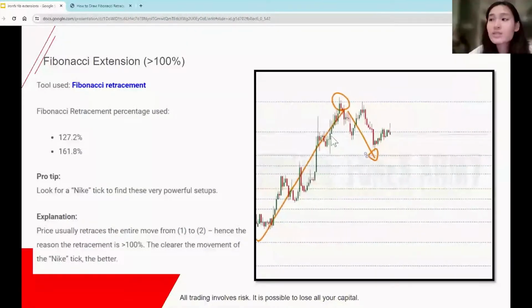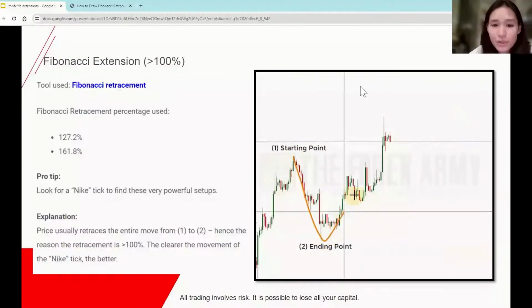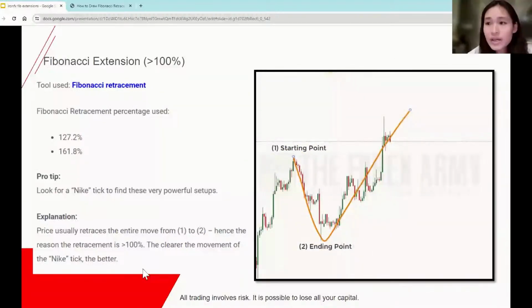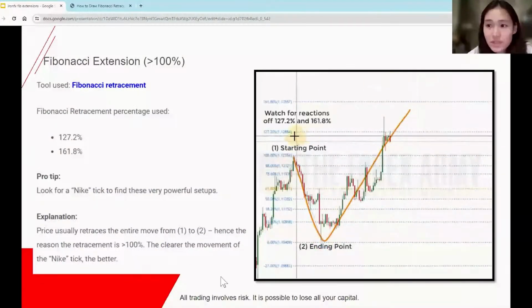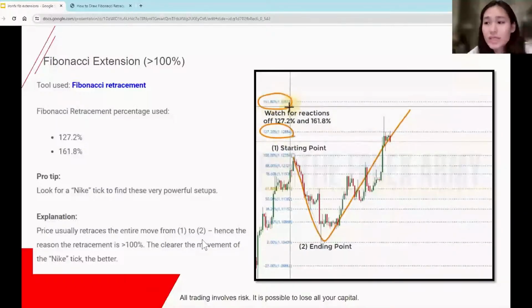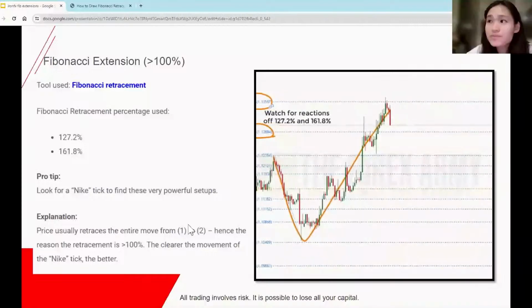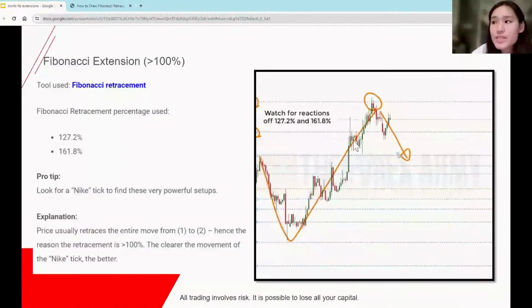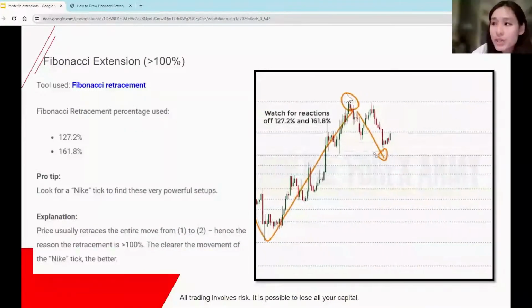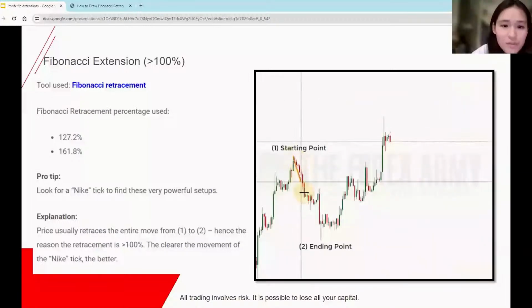If they don't react off of the 127.2, then we're likely expecting it to react off of the 161.8. Okay, and these usually retrace the entire move from point 1 to 2, hence the retracement tends to be more than 100%. So the clearer the movement of the Nike tick, the better. So you can take a look at this GIF over here. You can see it did test the 127.2 slightly, but it still broke out of it and reacted off of the 161.8 before reversing back down.